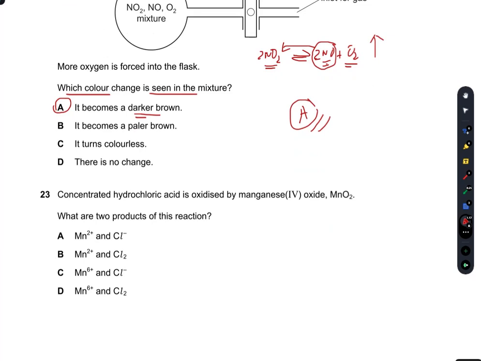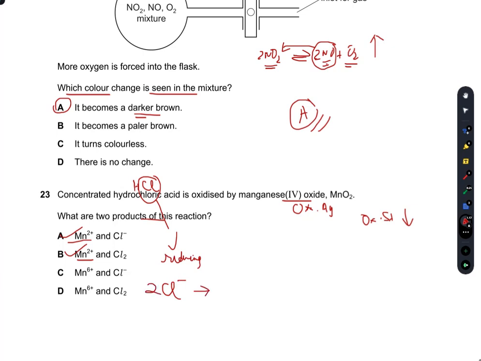Concentrated HCl is oxidized by MnO2. What are the two products of this reaction? So MnO2 is an oxidizing agent. Oxidizing agent means that its oxidation state falls during the reaction. So Mn2 positive would be true, whereas in HCl, Cl is a reducing agent. So chlorine negative will lose electrons to form chlorine gas. B is true and it is right.